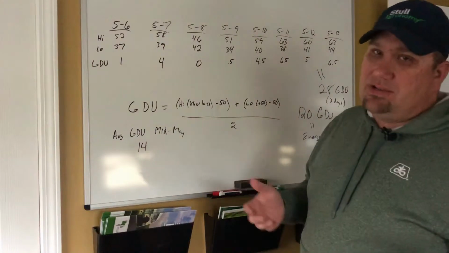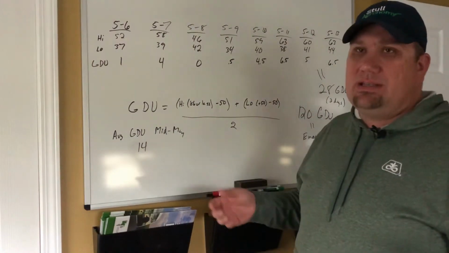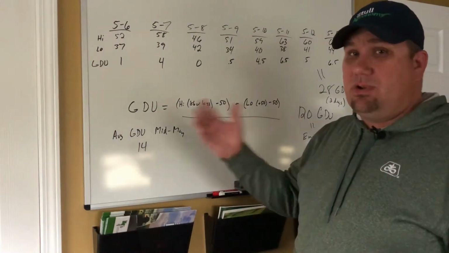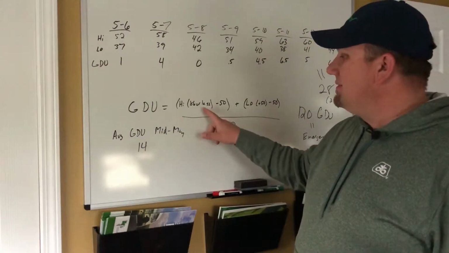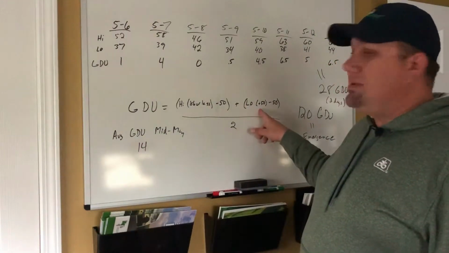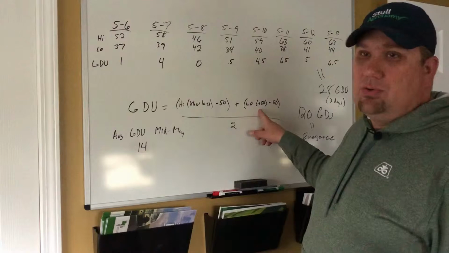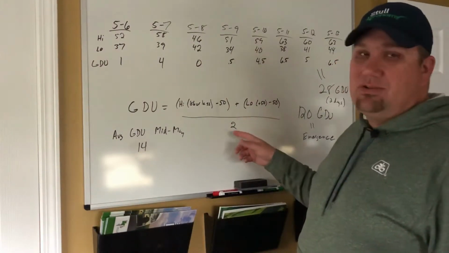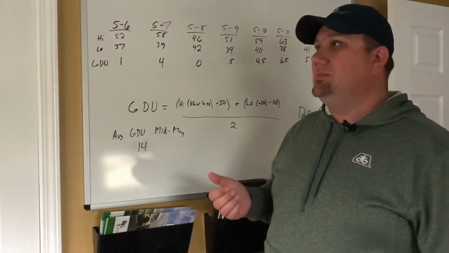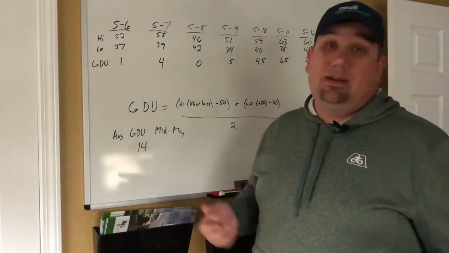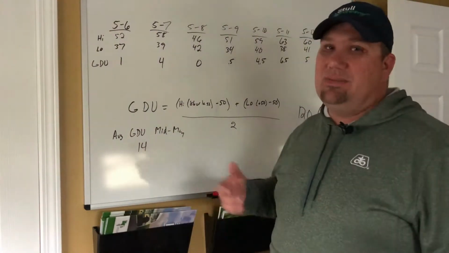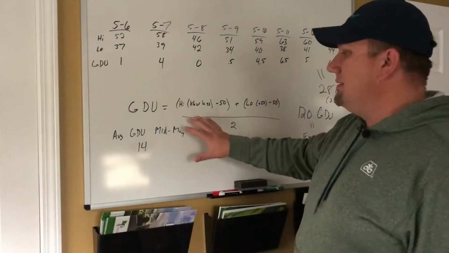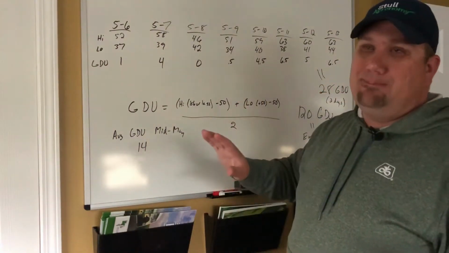So on an average day for us, if it's 75 degrees, we're 25 degrees above 50. So there's 25 here, and say the low is 52, so we get 2. So 25 and 2, 27 divided by 2 is 13.5. So that'd be a 13.5 day. That's kind of how we've calculated. That's how you figure out GDUs.